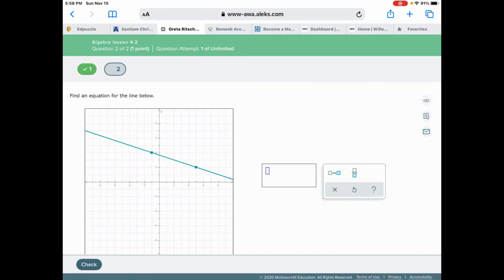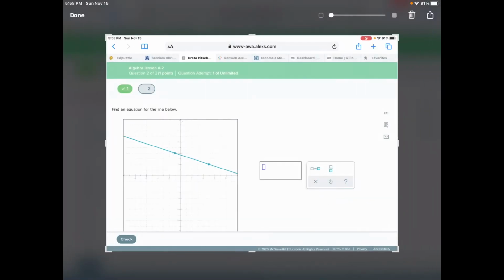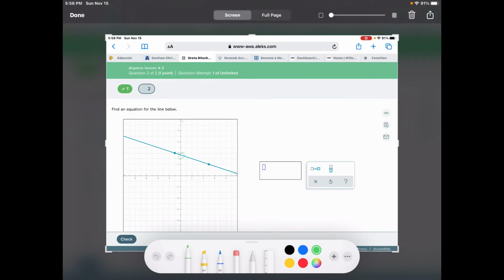Okay, now this one can be a little bit tricky because we can't really see exactly where this graph crosses the y-axis. So we don't know what the y-intercept is, and we need to figure it out. So let's look here. This point right here is at -1 and 4. So that's clear. I can see that. And this point right here is at 5 and 2.